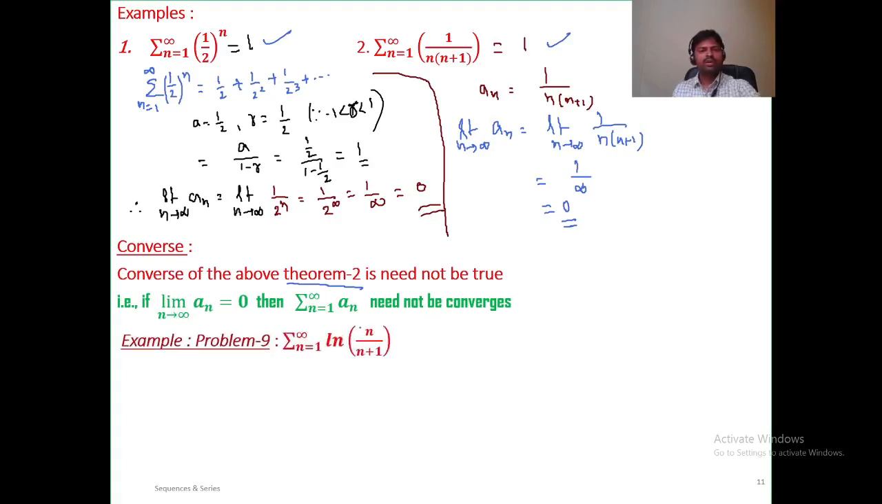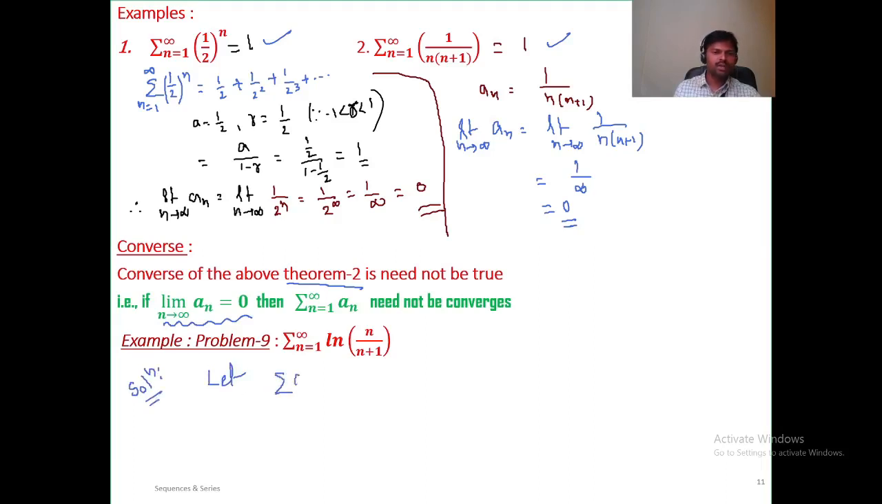Example, look at this example. The series n running from 1 to infinity of ln n by n plus 1. So first I want to calculate the limit n tends to infinity of an. This is the best example to show that the converse need not be true.